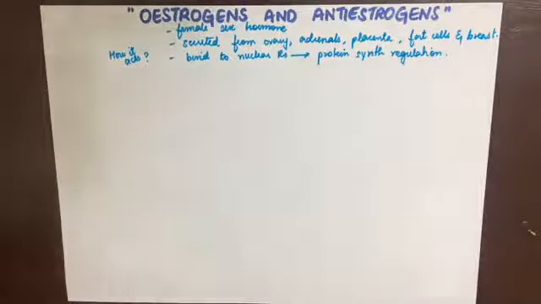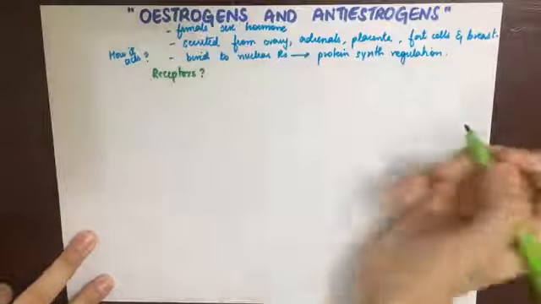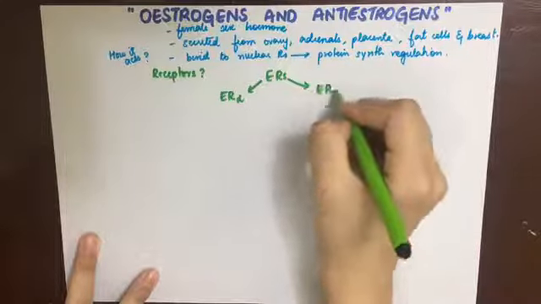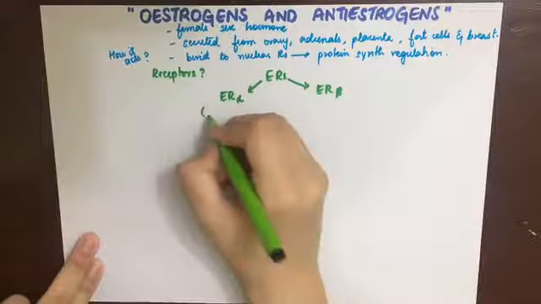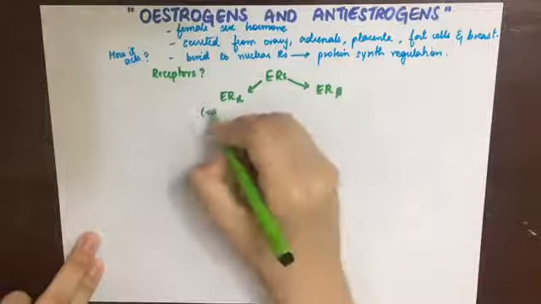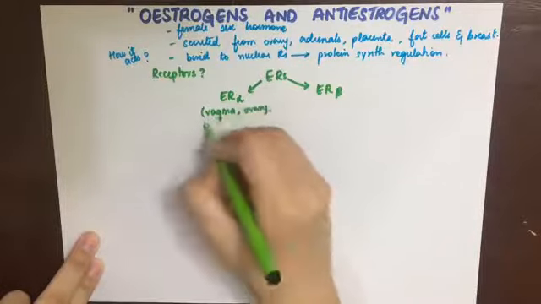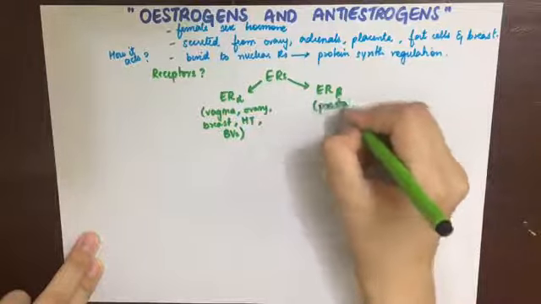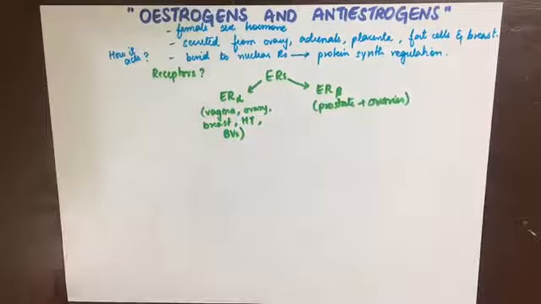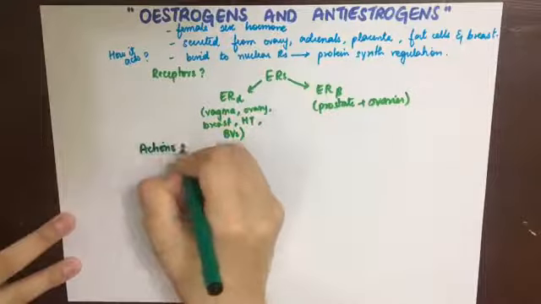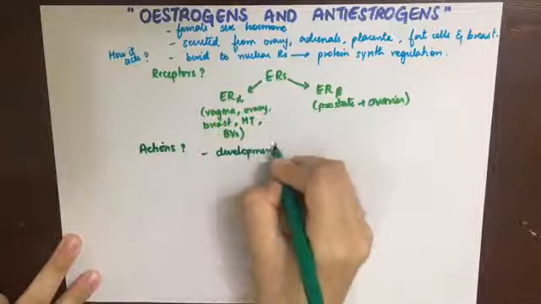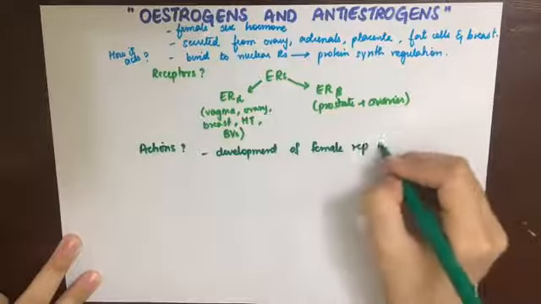Estrogen has two receptors. One is estrogen alpha receptor and the other is estrogen beta. Now, most tissues have both of these receptors, but ER alpha is mainly present in the vagina, ovary, breast, hypothalamus, and blood vessels, while ER beta is present in the prostate and the ovaries. To understand the action of estrogen analogs and the antagonists, we need to understand the functions of estrogen first.